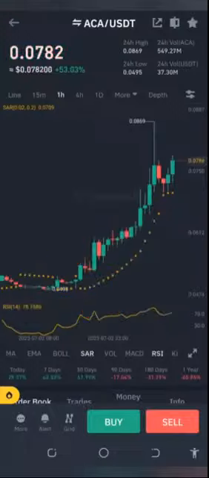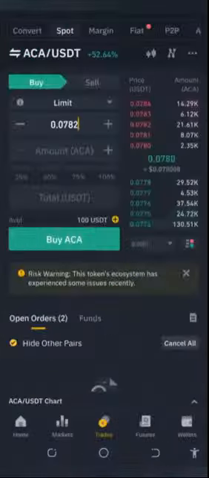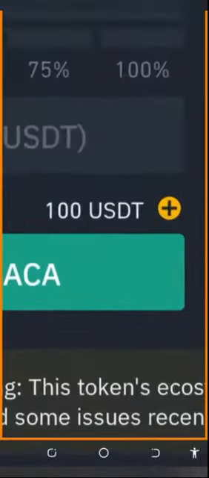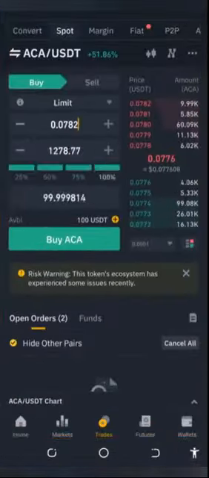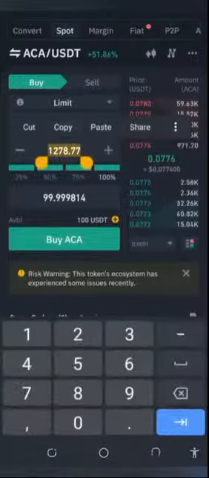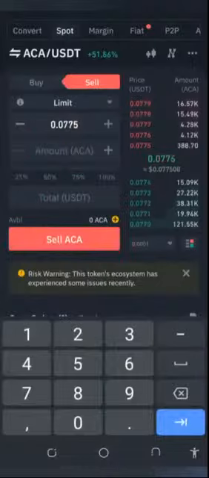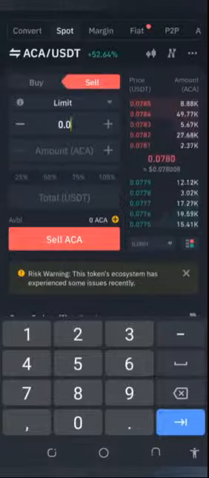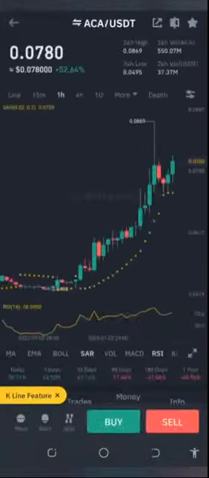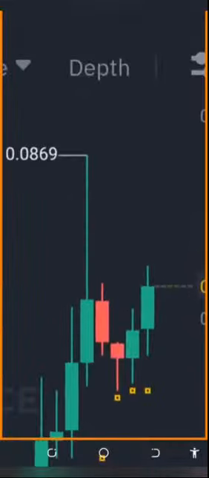ACA/USDT is currently pumping, and we've got to get a piece of this pie. All right, we're going to go over and do all our simulations. So we currently have $100 here, and all we have to do is quickly pick this up, copy it, and then go over to sell and change this to, where did it get to the other time? It got to 86.